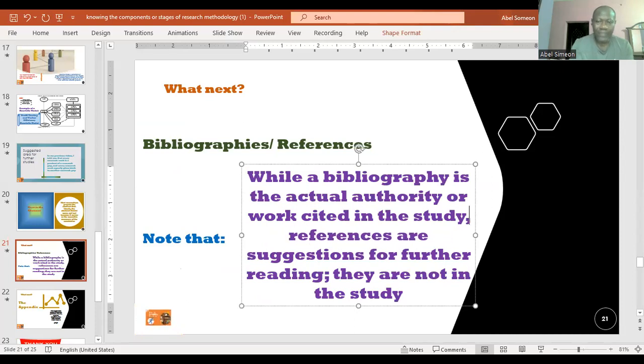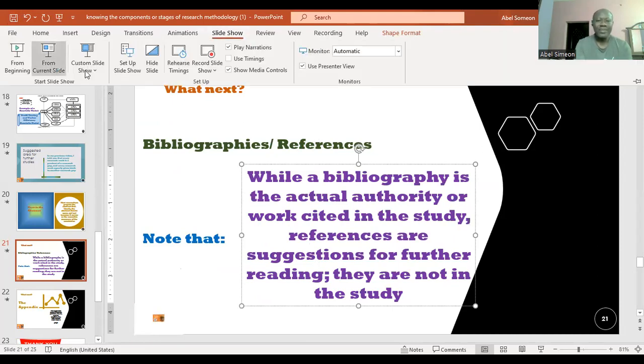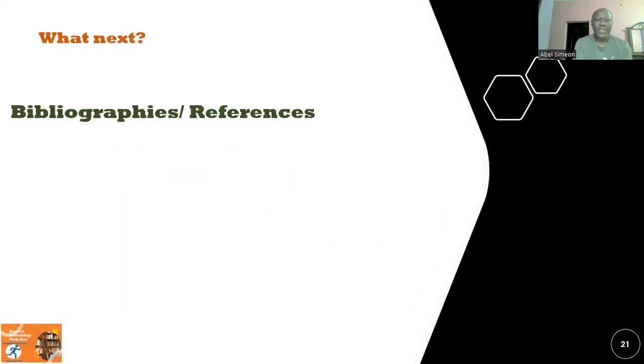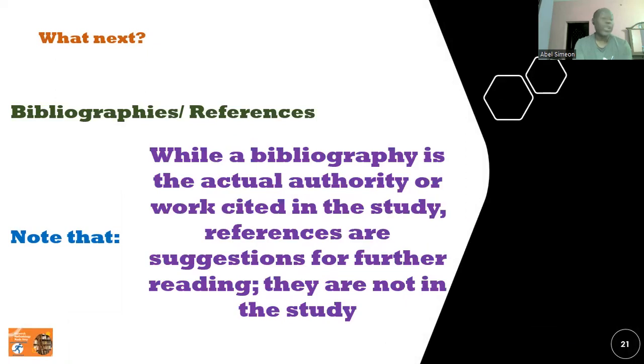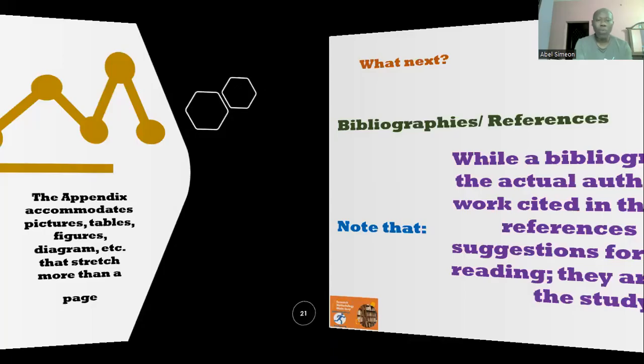References are not in the main study, but bibliography are cited in the main study. That you should take note of. All right, what next after the referencing or the bibliography? Most authorities say references are actually you suggesting areas that the reader should go and read as it relates to the subject under review. But bibliographies are actually work done by other people, cited by you in your work.